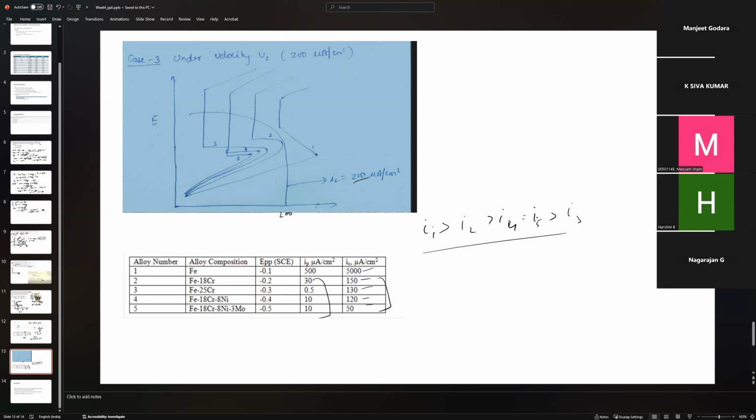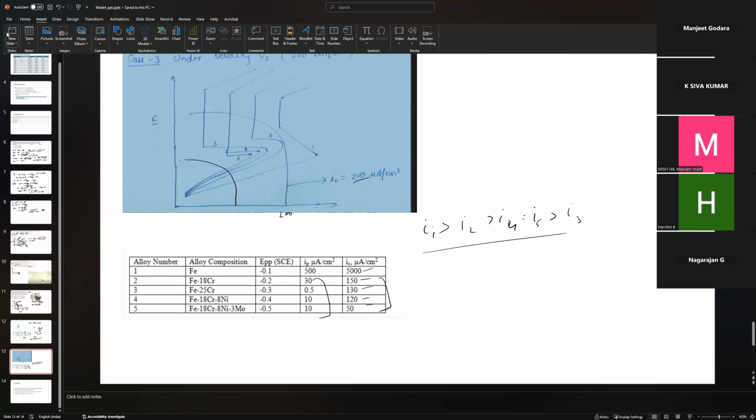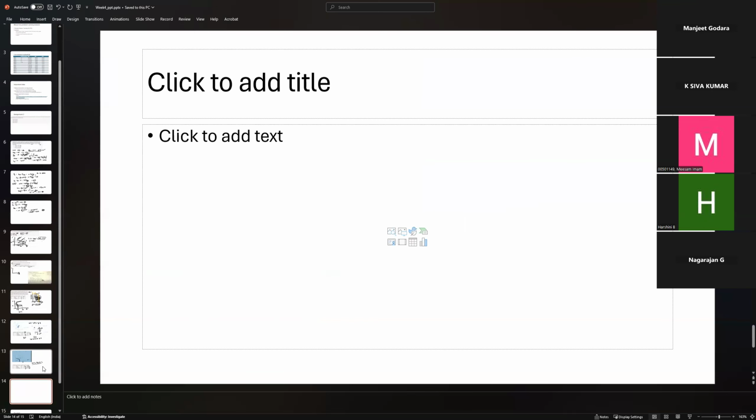Again, if the starting point is here, then you will get different values. Okay. Okay.